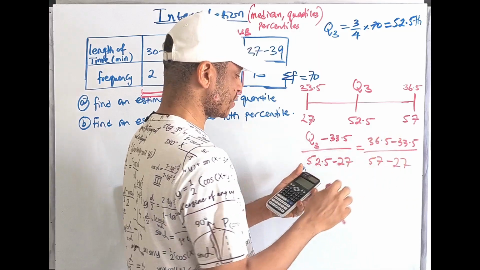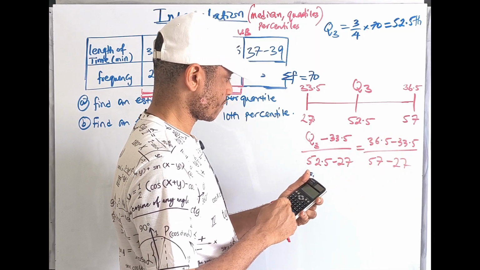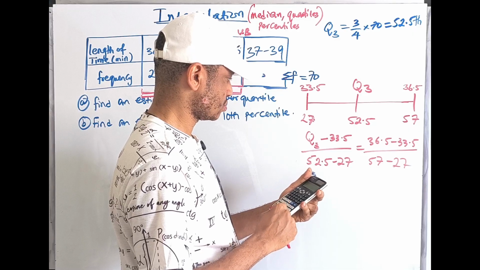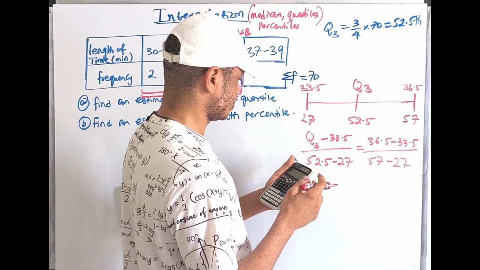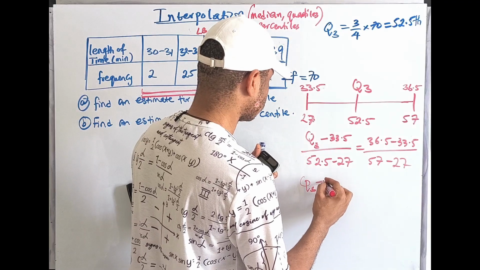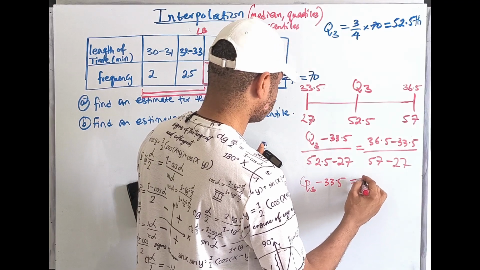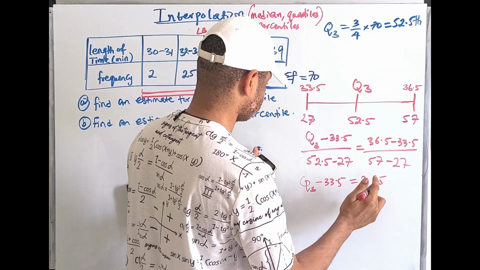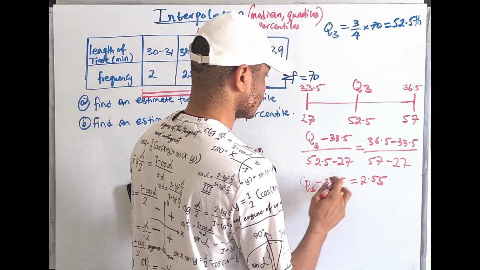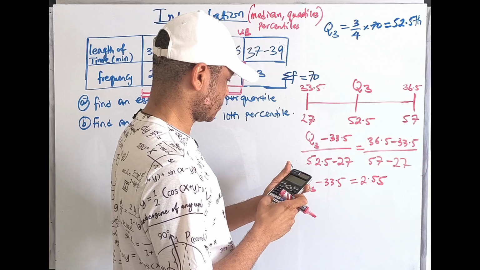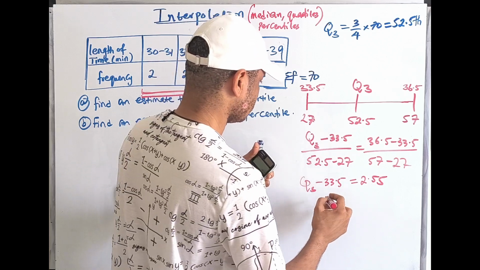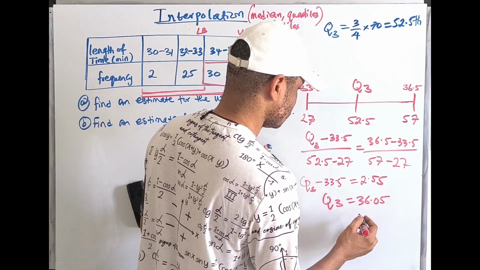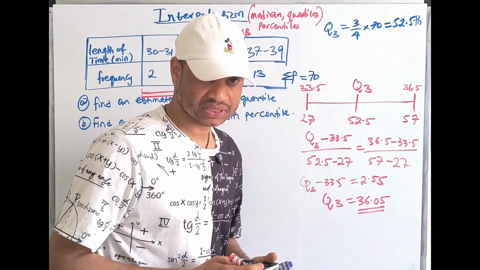Then I cross multiply with 52.5 minus 27. So you get Q3 minus 33.5 is equal to 2.55. Then you just add 33.5. That gives me Q3. So the upper quartile is 36.05. So this is my upper quartile.